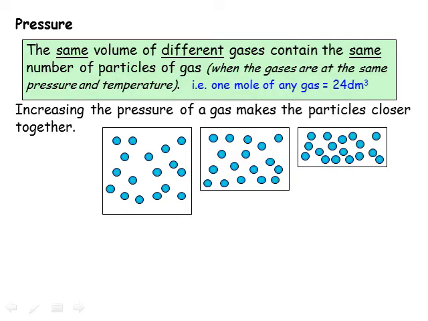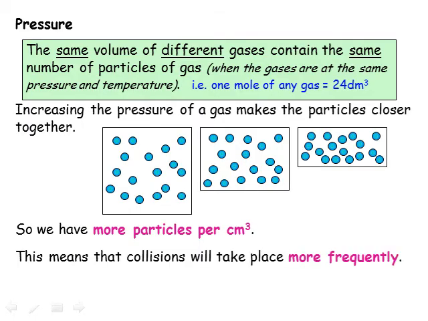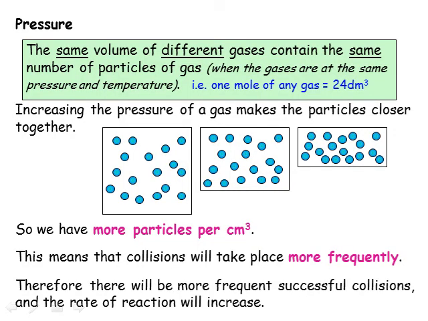When we increase the pressure, we can do that by making the volume smaller, so the same number of particles are contained in fewer centimetres cubed of volume. Alternatively, we could put more gas particles into the same volume. Either way, the effect is the same, more gas particles per centimetre cubed, which means that collisions will occur more frequently, and so there will be more frequent successful collisions, and the rate will increase.